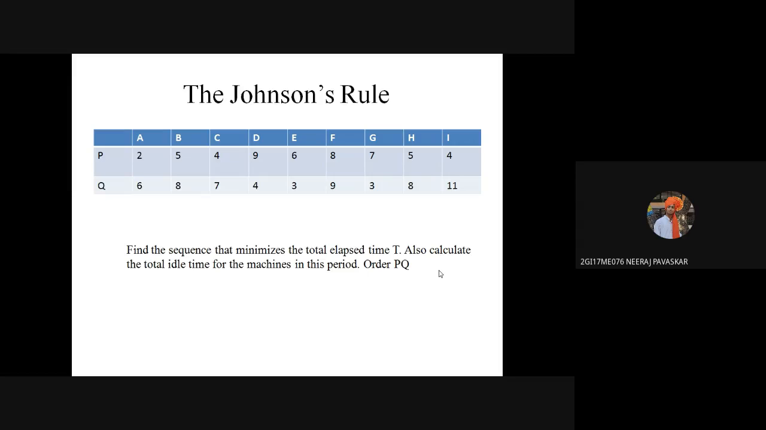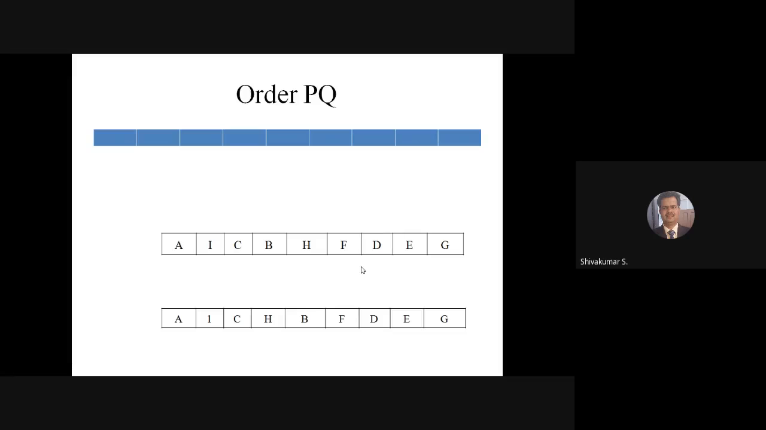Done, sir. I hope all of the students have taken this problem. It's a two machines, n jobs problem, and you have to find out the total elapsed time and also the idle time of the machines. You have to find out how much idle time machine P and machine Q have, and the order given is PQ. Now you have to make the order PQ. Write down the order PQ now.